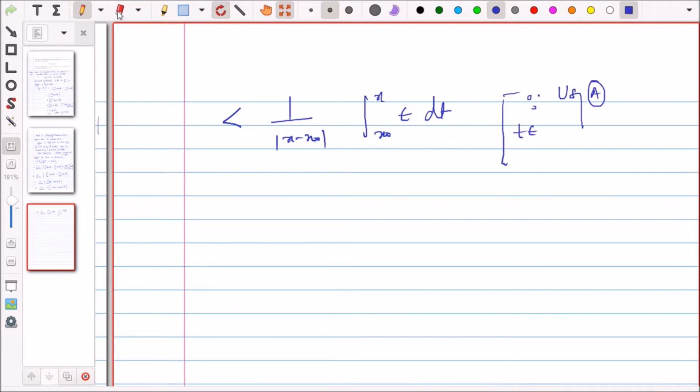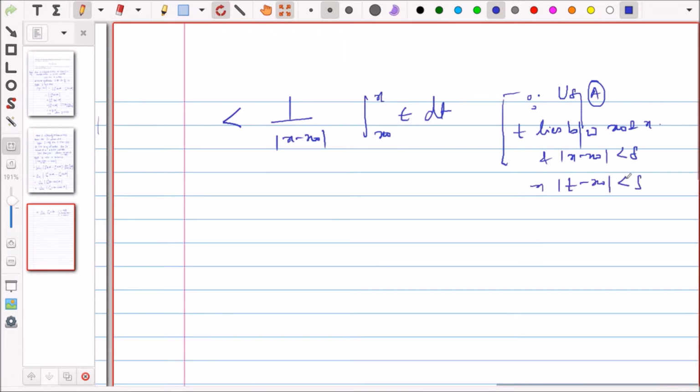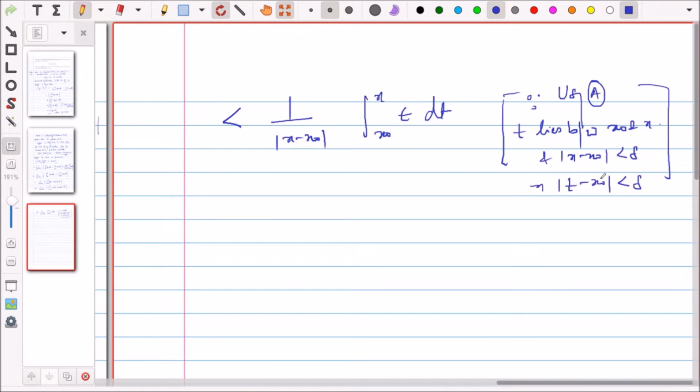t lies between, कौन सा बड़ा है कौन सा छोटा ये नहीं पता, तो t lies between x naught and x minus x naught is less than delta. So this implies t minus x naught is less than delta. और हमने t minus x naught less than delta है तो हमने a को यूज कर लिया, दिस इज एप्सिलॉन, t नहीं है ये एप्सिलॉन.